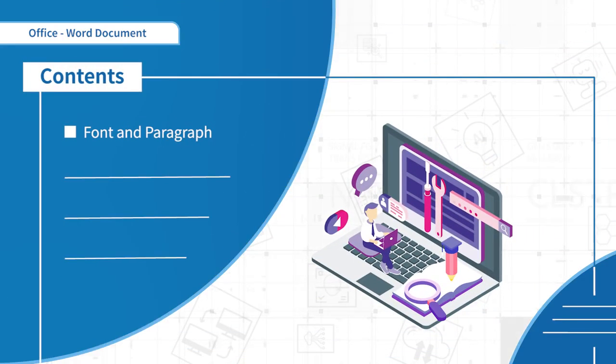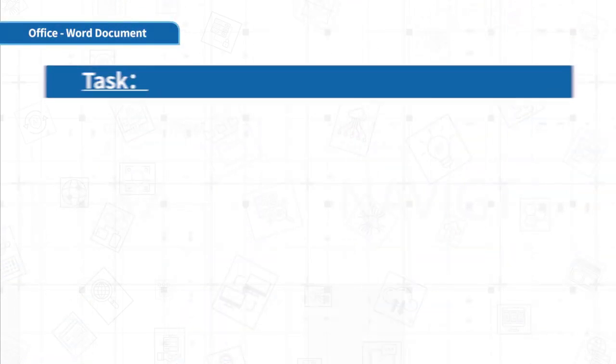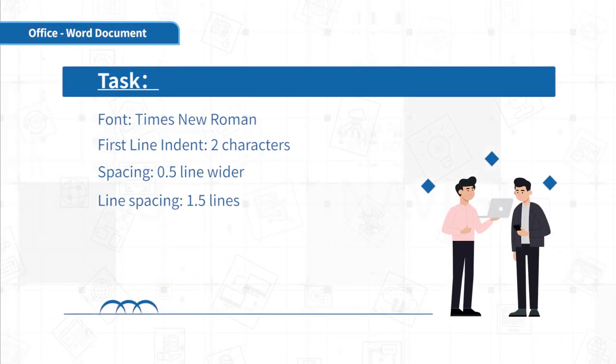Word document editing is more than just typing. It is a concise and professional document, which needs to be standardized. Take the writing standard of business documents as an example. We are going to learn how to change the font and paragraph settings in Word. In this section, we are going to learn by finishing this task.